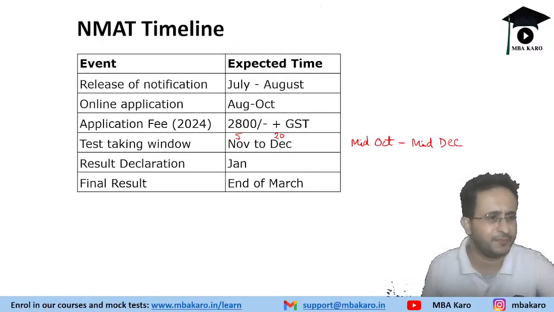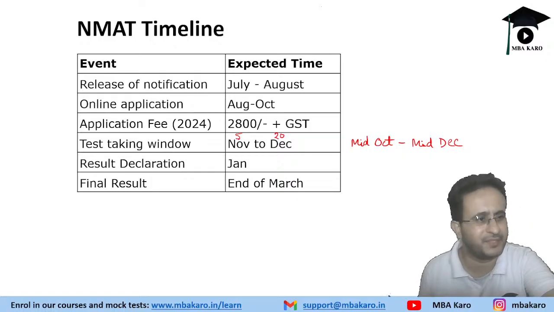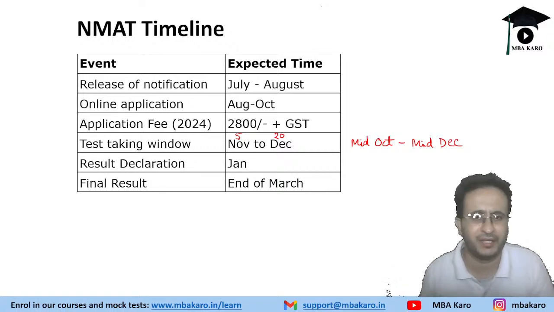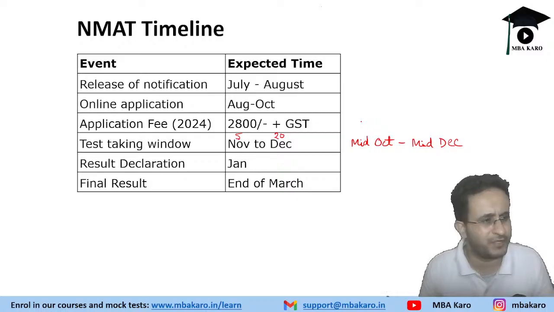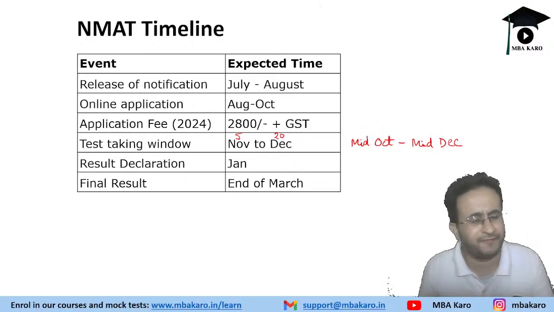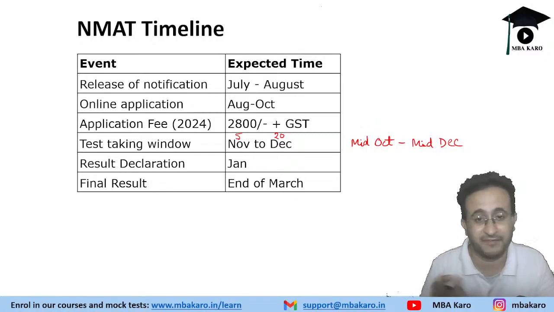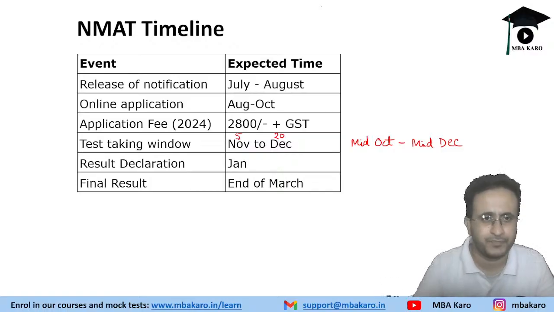So if you're starting the preparation for these examinations and you feel that you do not have enough time, that is not the case. There is sufficient time. Even if it starts in October, you have around 5 months to prepare for the examination, which is good enough time, even if you are starting from scratch. Okay, so that is the timeline of the examination.